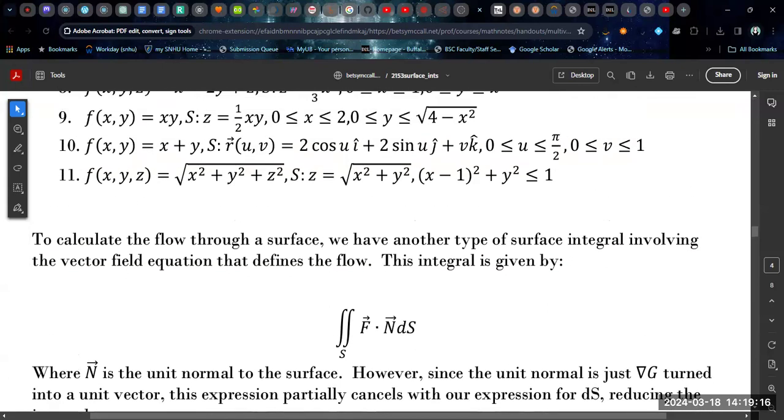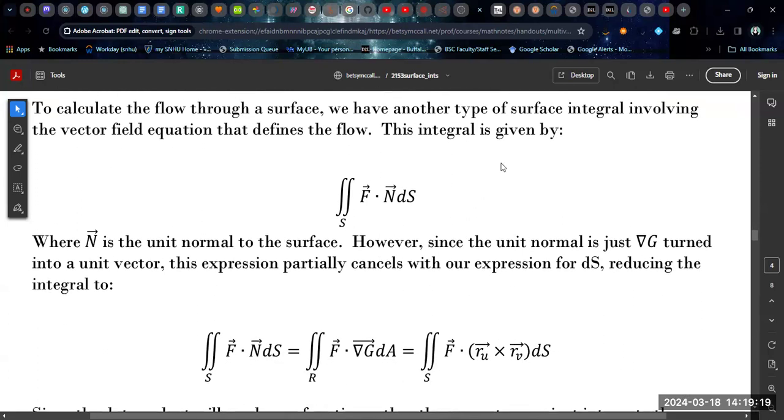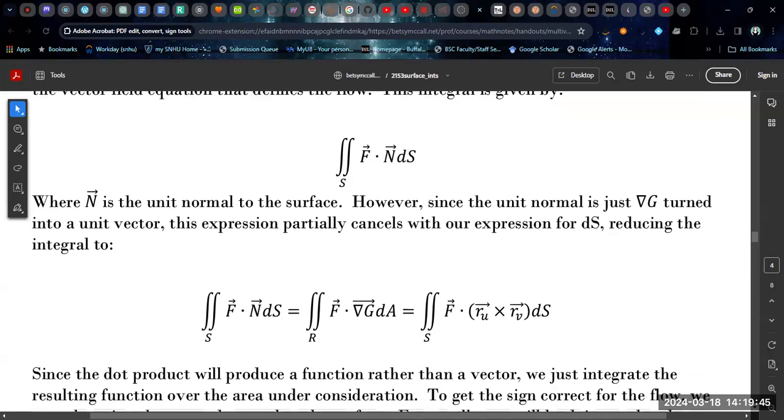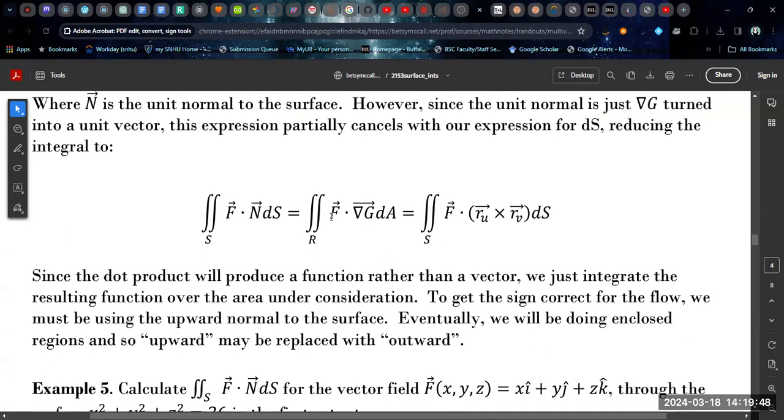Now, the next example that we want to look at is flow through a surface. And we have this integral of vector field F dotted with the normal vector n dS. N is the unit normal vector to the surface. The unit normal vector is grad g turned into a unit vector. So this expression ends up actually partially canceling out with our expression for dS. And that ends up reducing our problem to either F dot the gradient g or F dot ru cross rv.